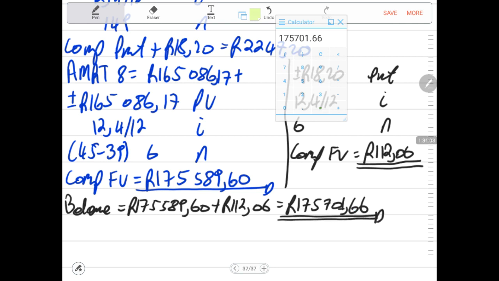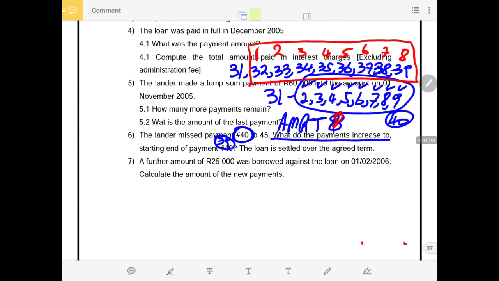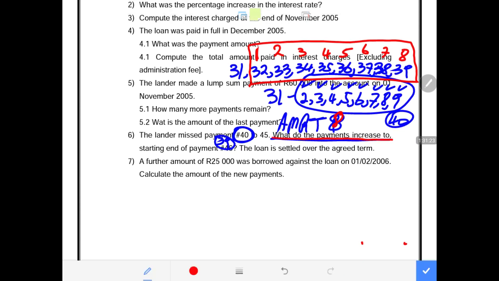Now, what we are going to do from here is to calculate the new PMTs. That was the next question. Calculate the new PMTs. What do the new PMTs increase to starting at the end of month 46? The loan is recycled over the agreed period. Now, remember, we have missed these payments and our new term was 149. Have that at the back of your mind. Our new term was 149. But we know that the total term was a sum of 180. That was our total term.